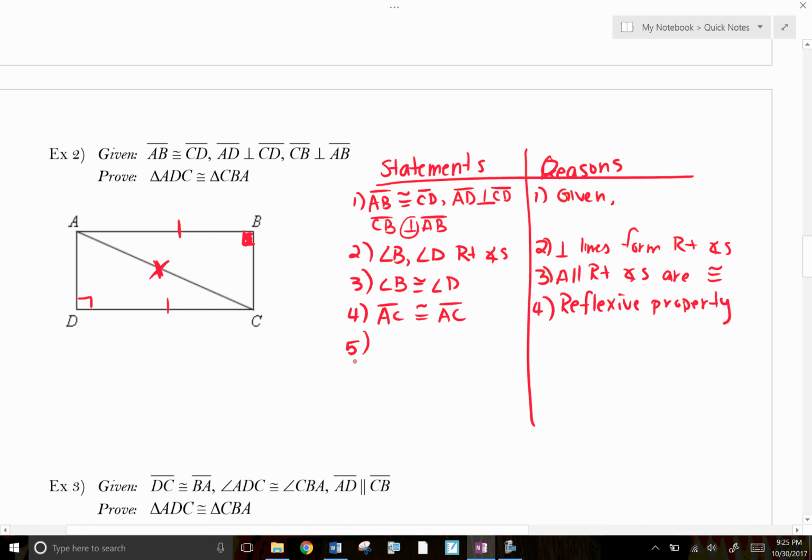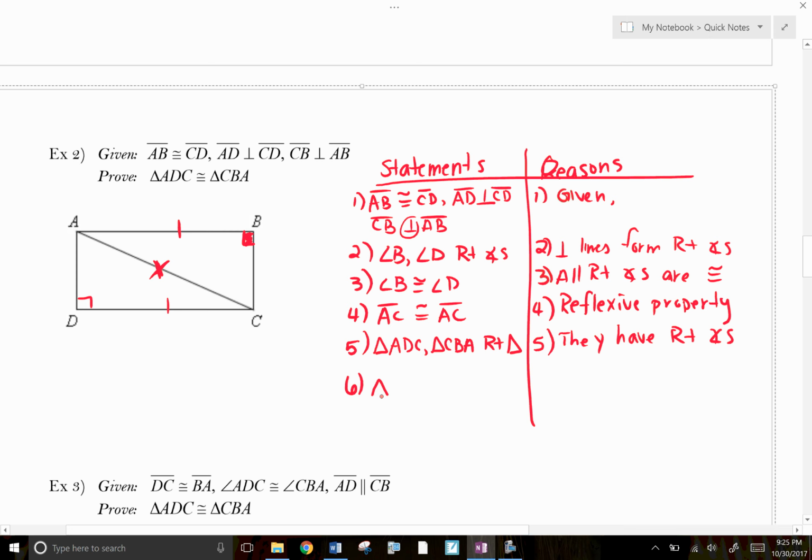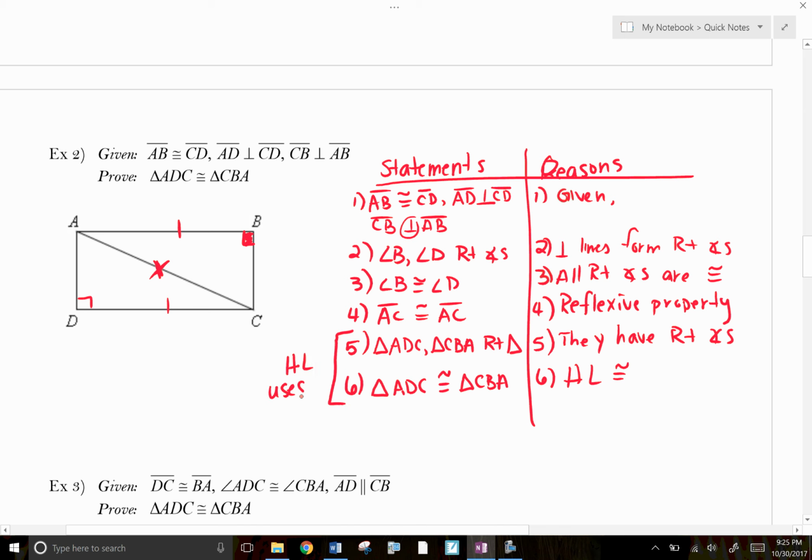The first thing you have to do, once you realize you're going to use HL, is tell the reader that you know you have right triangles. So I got to come over here and say triangle ADC and triangle CBA are right triangles. How do I know that? Well, duh, because they have right angles. Then I'm allowed to say ADC is congruent to CBA by HL congruence. 2 at a time. HL uses 2 things. Okay, so once you realize I want to use HL, you have to identify your right triangles first. All right, that's the rule.